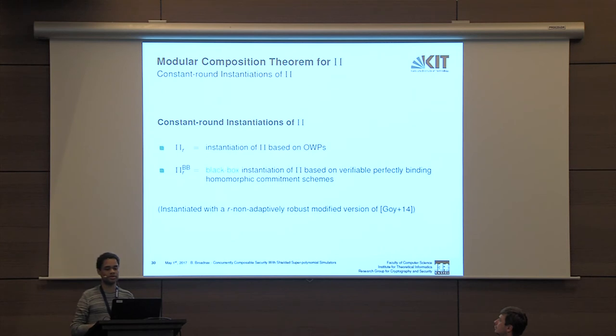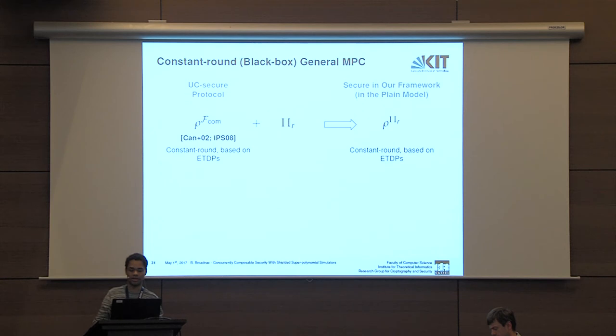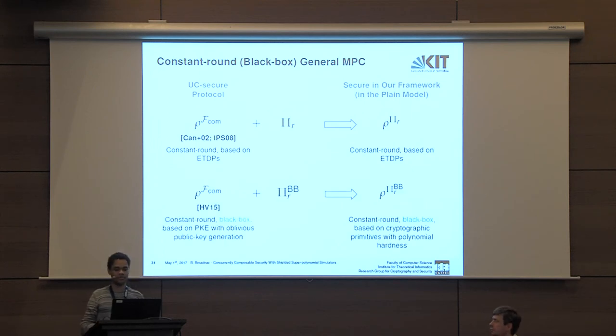Okay, and with these two constant round instantiations of Pi, we can now plug them into appropriate UC results, general MPC results, and then we get the following. We can use our instantiation based on one-way permutations and plug it into an appropriate protocol and get a general MPC protocol in our framework in the plain model that is constant round and based on enhanced trapdoor permutations. And we can also use, for instance, the protocol by Hazay et al., 2015, that is constant round and black box, and plug our black box instantiation of Pi into this protocol and get a protocol secure in our framework in the plain model that is constant round, black box, and based on crypto primitives with poly hardness.